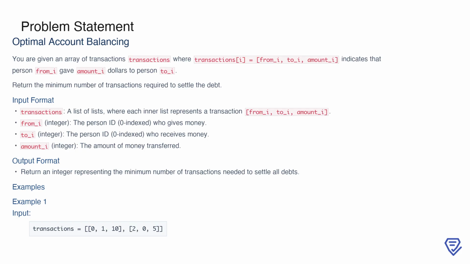Imagine you have a list of transactions, where each transaction is represented as from_i, to_i, amount_i. Here, from_i is the person giving the money, to_i is the person receiving it, and amount_i is the amount being transferred. Your task is to determine the minimum number of transactions required to settle all debts between the people involved. For input, you'll receive a list of these transactions, where each is structured as from_i, to_i, amount_i. The output will be a single integer representing the smallest number of transactions needed to settle all the debts. Let's explore an example to understand this better.